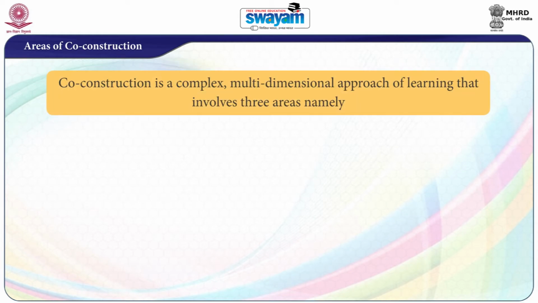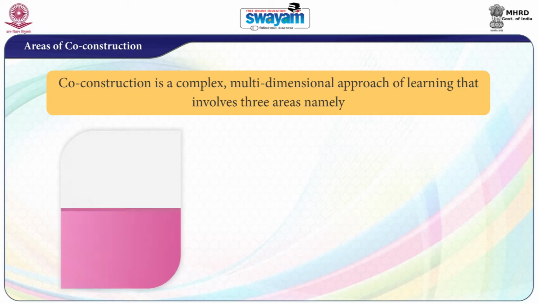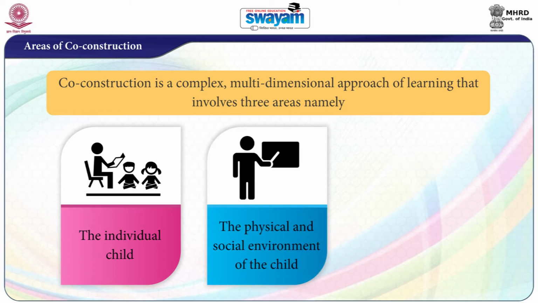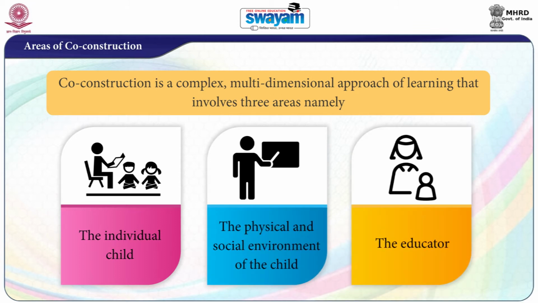Now let us understand what are the areas of co-construction. Co-construction is a complex, multidimensional approach of learning that involves three areas, namely the individual child, the physical and the social environment of the child, and the educator. All three areas work together in unison to construct the child's knowledge and understanding of the environment around them.